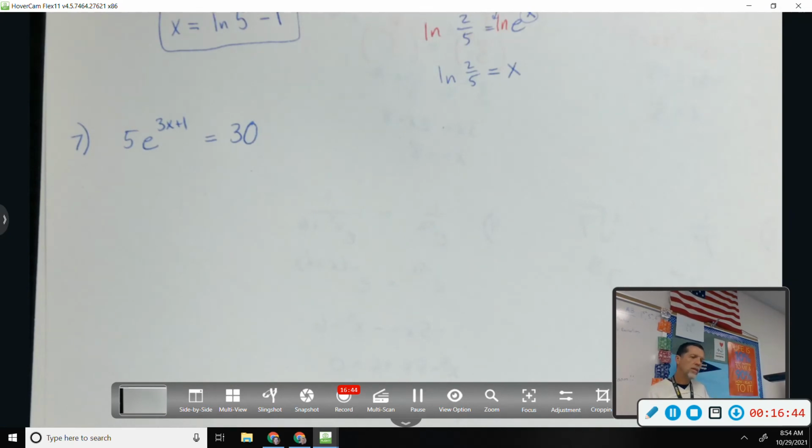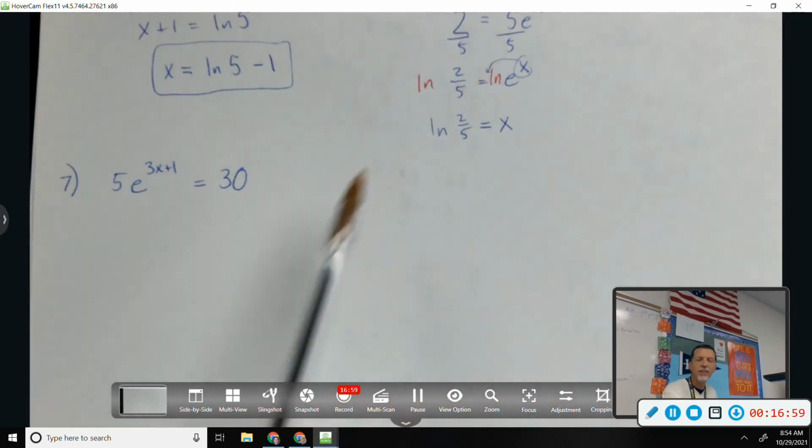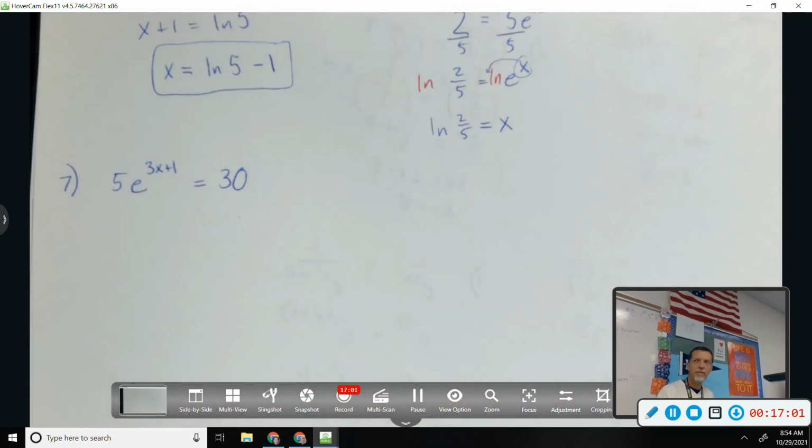Can you do one that doesn't have an e, or is it always going to be a natural log? For us, they're always going to be e. But it works the same way. It wouldn't cancel out. You'd have natural log of 5, and you'd have to divide both sides by natural log of 5. Most of the time, it's going to be e, and on the test, for us, it's going to be e. So it'll always cancel out the ln and e.